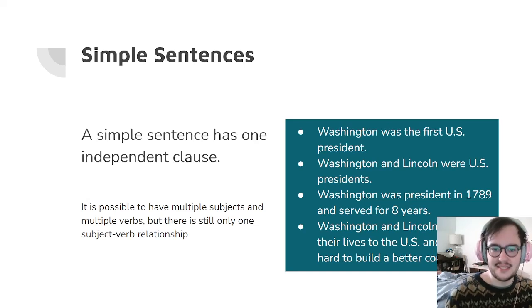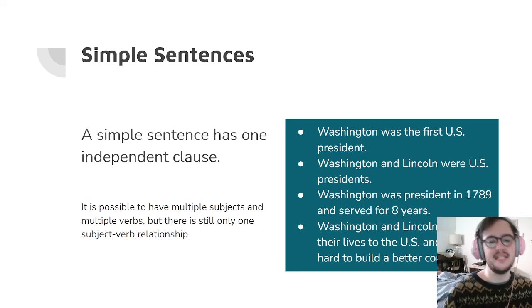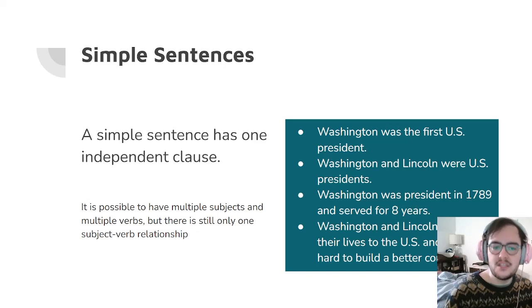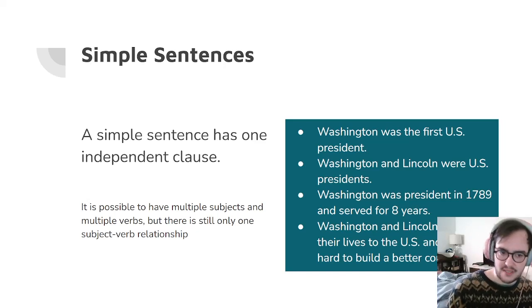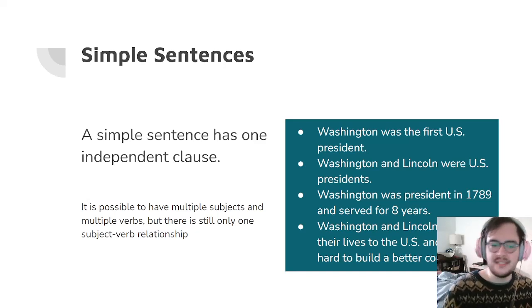Simple sentences have one independent clause. It's possible to have multiple subjects and multiple verbs, but there's still only one subject-verb relationship. So let's look at the examples. Washington was the first U.S. president. That's a simple sentence. Washington and Lincoln were U.S. presidents. Still, just multiple subjects, one verb, but still a simple sentence.